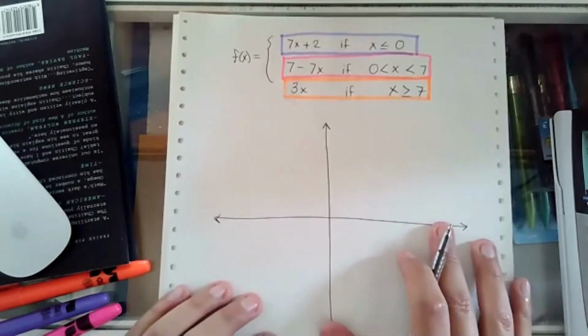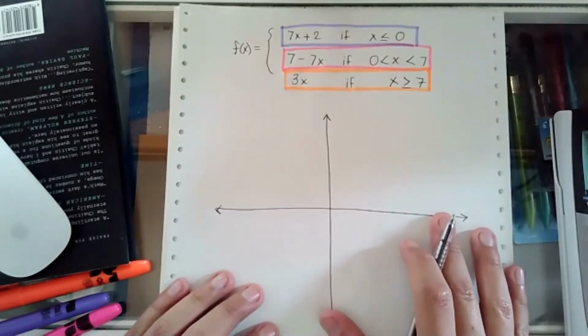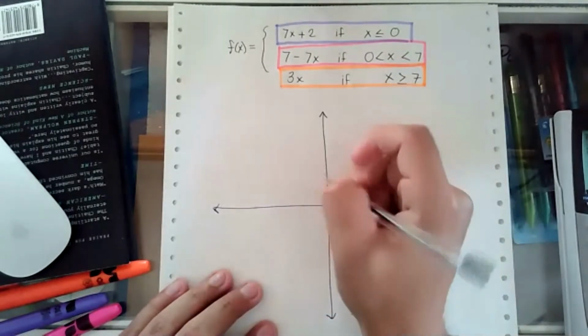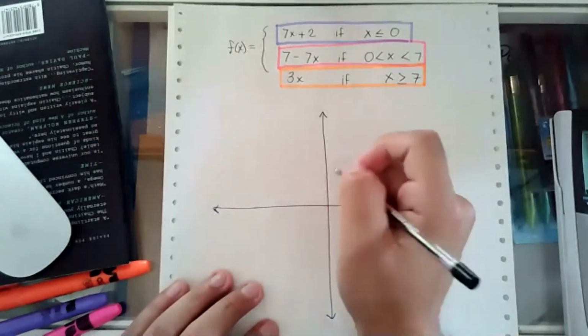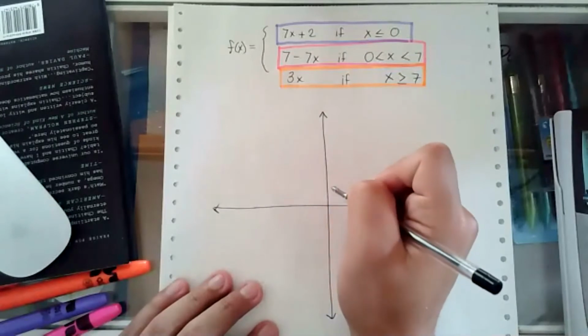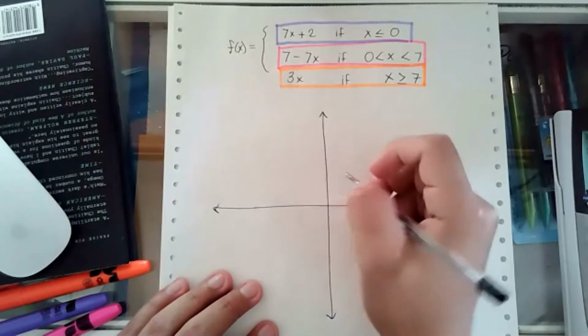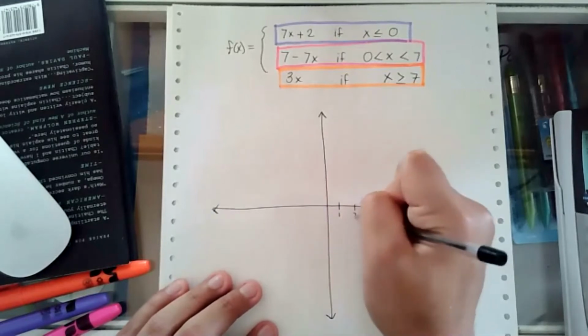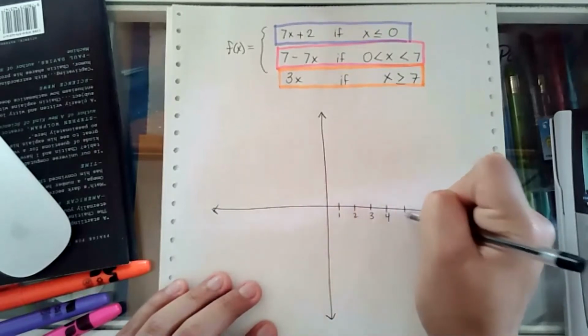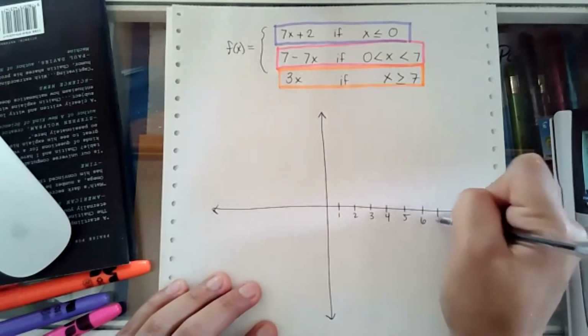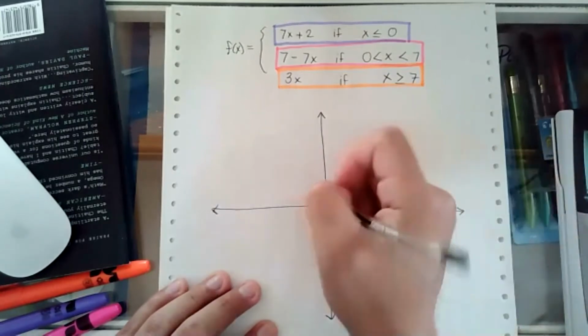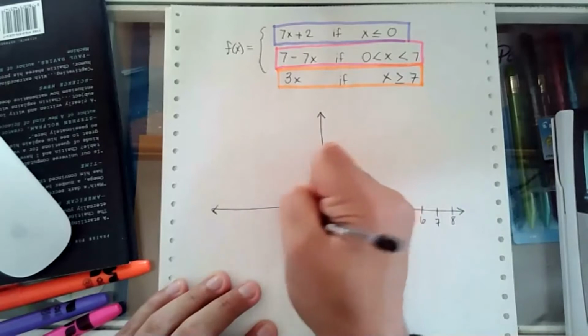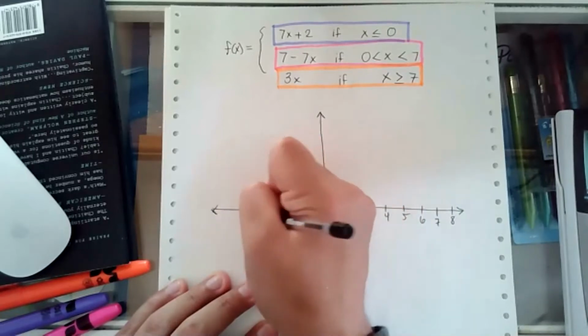Graphing a piecewise function is a little bit more involved than just graphing a function. But it's fundamentally the same rules. Okay, so let's see this. My inputs here are, let's go with 1, 2, 3, 4, 5, 6, 7, 8. This is -1, -2, -3, -4.